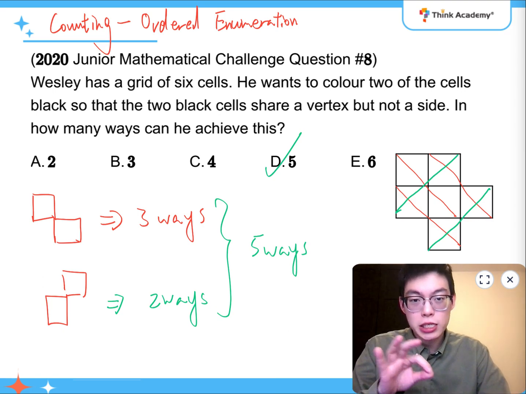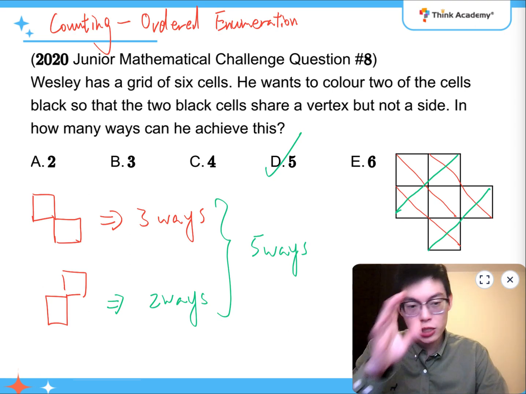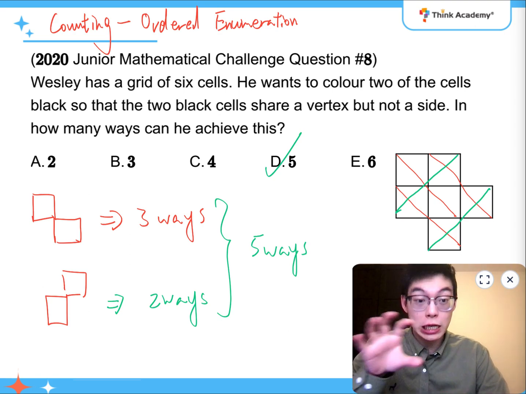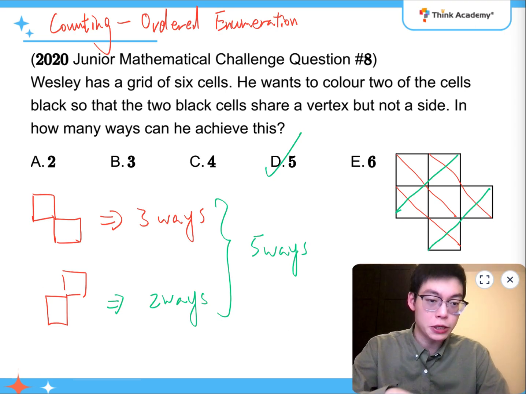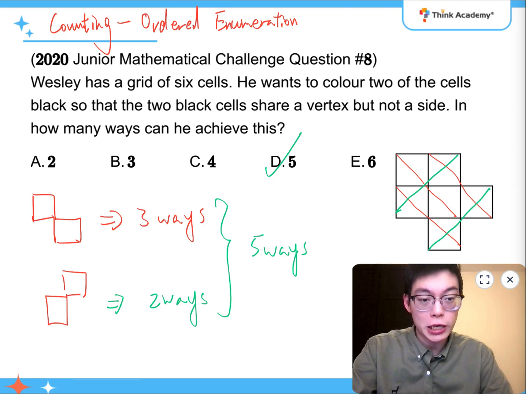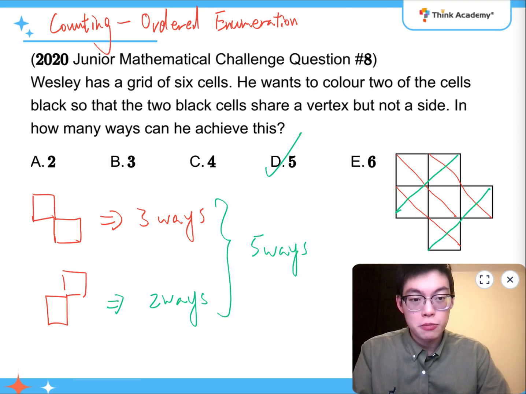So for these kinds of ordered enumeration questions, you just need to know how to classify it into different categories before you start working on it. But I'm sure that this is pretty much a simple question, and most of you should be able to figure out the answer for this.